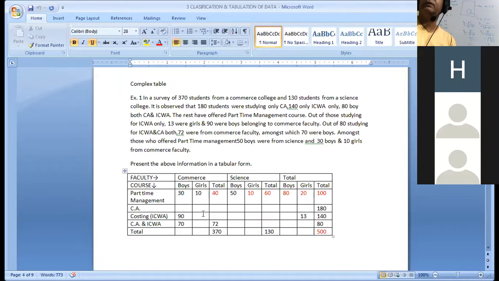So let us see how to construct this particular table. First I have written, in black, whatever is seen; the green letters, the stubs and captions, are written. So the table is formed. Now we can fill in the data. In a survey of 370 students from commerce college, the commerce total number of students is 370. Clear? Understood? 370 will be here, commerce students total. And 130 from science, so the science total here is 130.